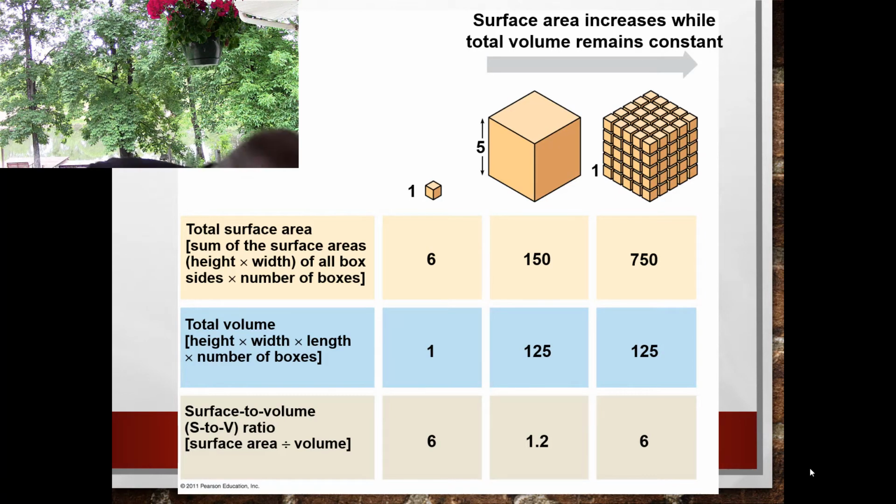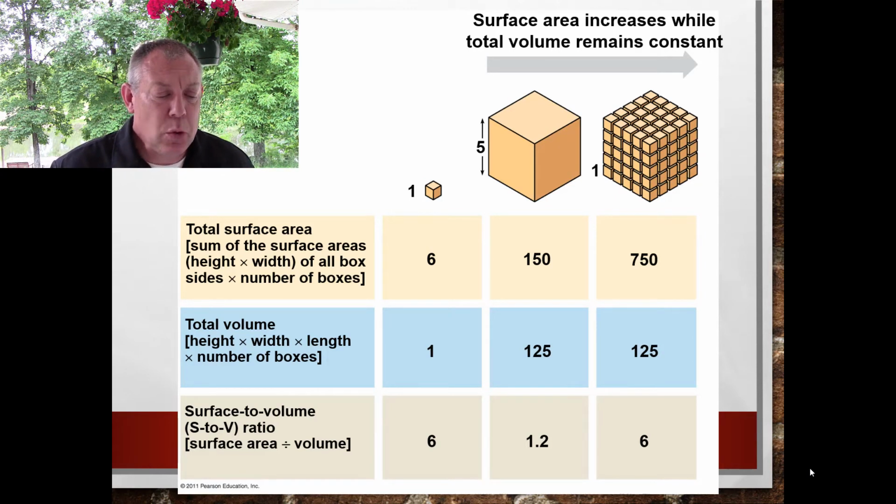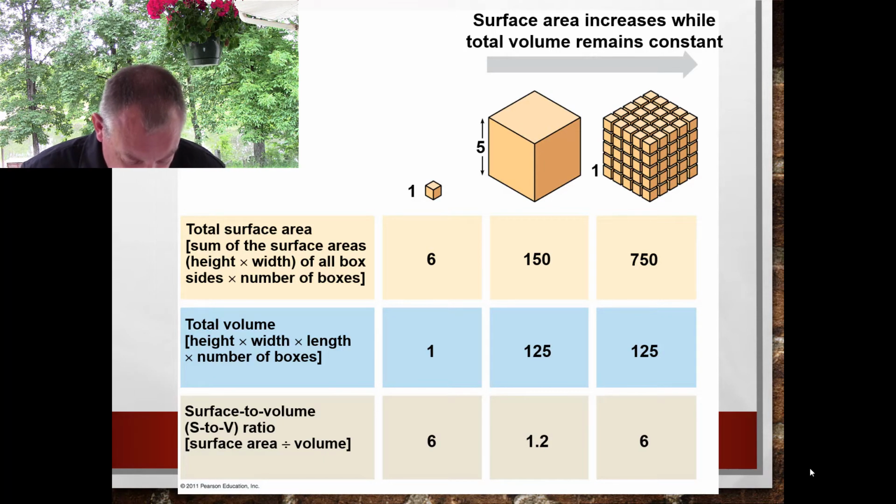But let's take the second strategy. We want to get bigger. So instead of being one cell and the cell just gets bigger, let's just have many cells and the cells stay small and there's just a lot more of them. What happens to the surface area to volume ratio? So now we're getting to the same size.